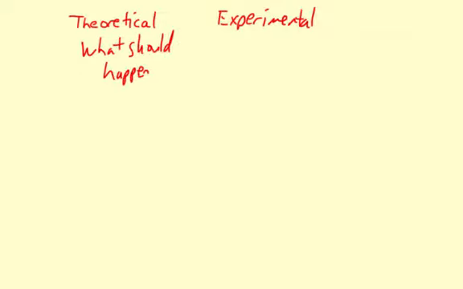So the big picture for this lesson is theoretical and experimental probability. Now, theoretical probability is what should happen, and experimental probability is what does happen.